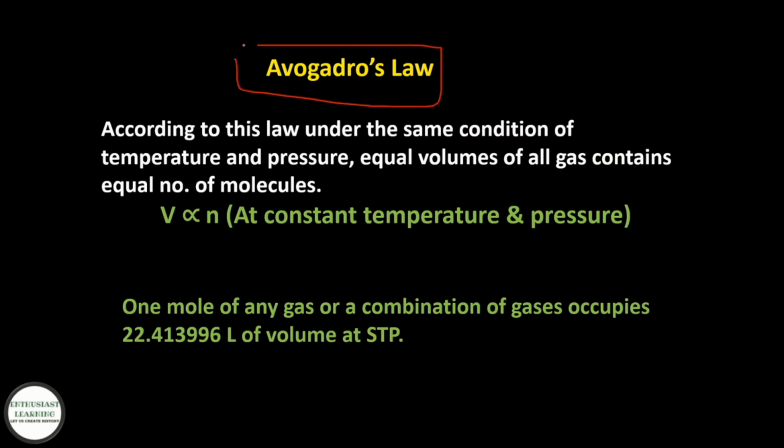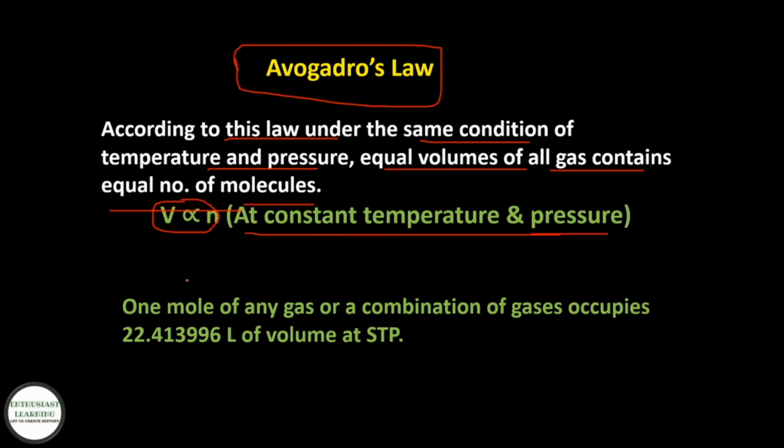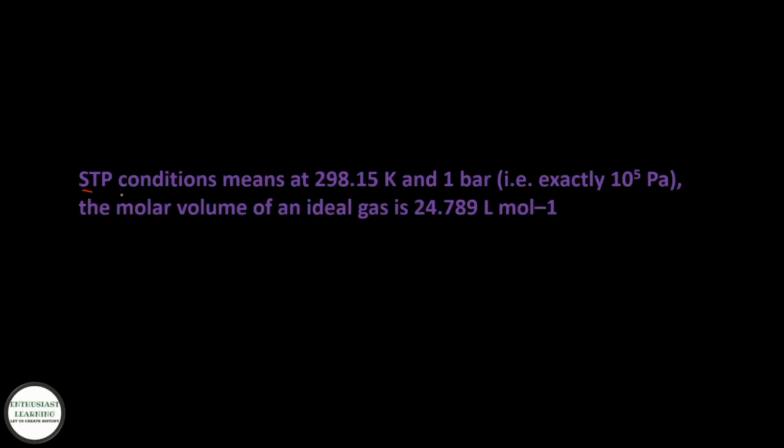Now we'll do Avogadro's law. According to this law, under the same conditions of temperature and pressure, equal volumes of all gases contain an equal number of molecules. This means that V is directly proportional to n at constant temperature and pressure. 1 mole of any gas or a combination of gases occupies 22.4 liter of volume at STP. Here STP conditions means that temperature would be 298 Kelvin, pressure would be 1 bar or 10 raised to the power 5 pascals, and the volume would be 24.7 liters mole inverse.